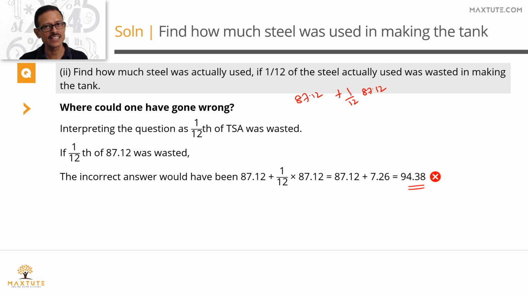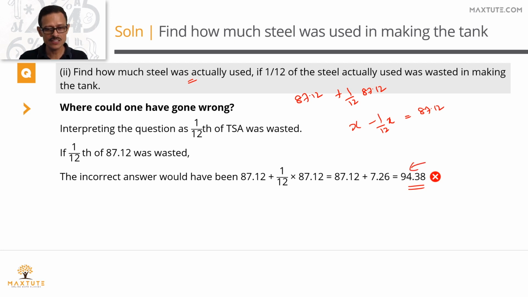If you got this answer, it's incorrect. Why is it incorrect? Because 1/12 of not what got converted was wasted. 1/12 of what was actually used in making the tank was what was wasted. So x was used to make it. 1/12 of x got wasted. So actually what got converted is 87.12. So this is the mistake that we tend to make in this question, and you would have arrived at this answer if you made this mistake.